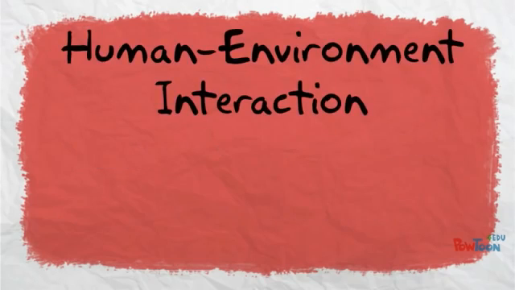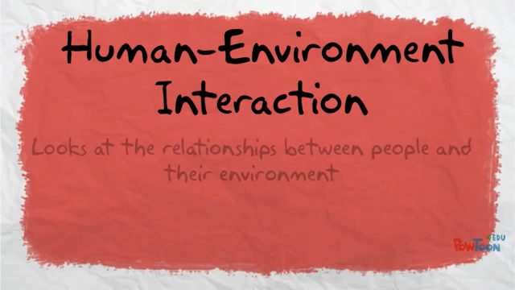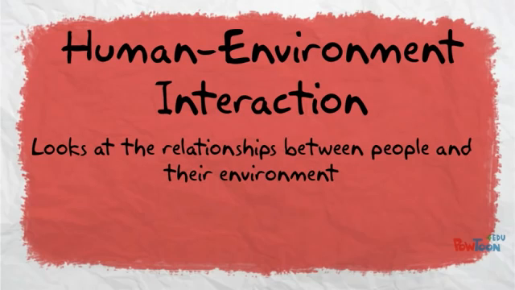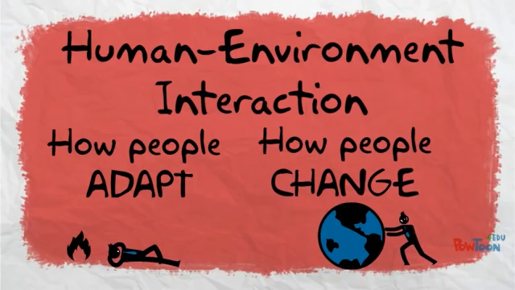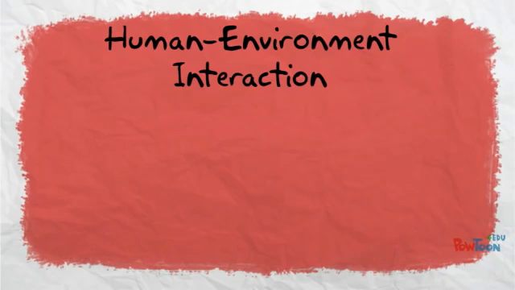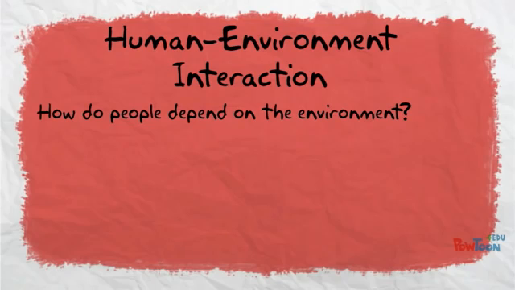Third on my list is human-environment interaction. Human-environment interaction looks at the relationships between the people and their environment. How people adapt to their environment. How do they change it? Here, a couple of examples. How do people depend on their environment?